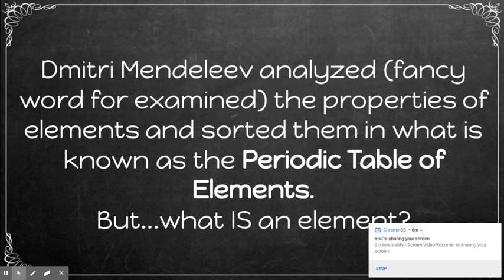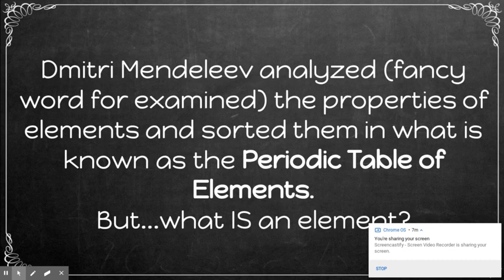So Dimitri not only sorted these elements based off of their properties, but he also was able to put a placeholder where an element was not quite yet discovered, but he knew once it was, that is where it would go. He was able to tell us what its atomic mass would be. He was able to tell us what type of properties it would have because of the surrounding elements that he did know. So he was not just an organizer, but he is like Science Hall of Fame.